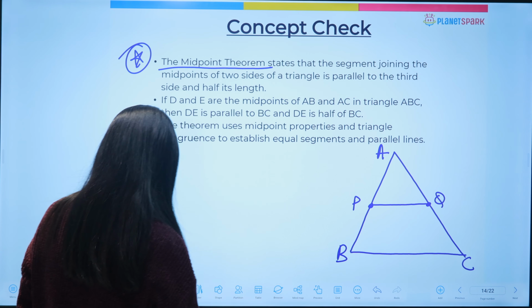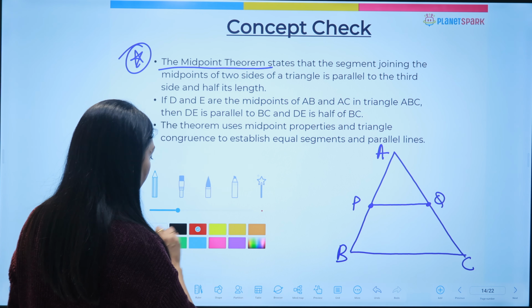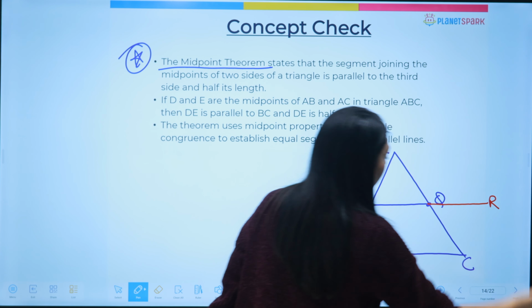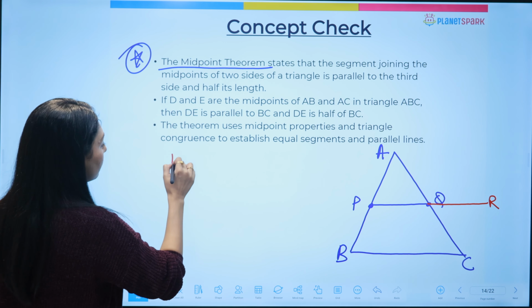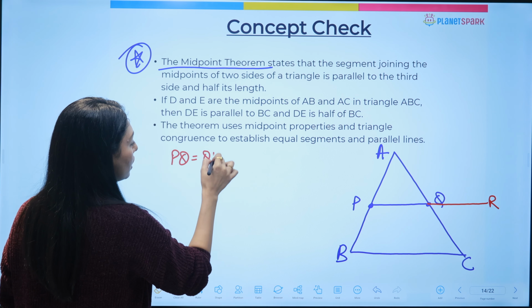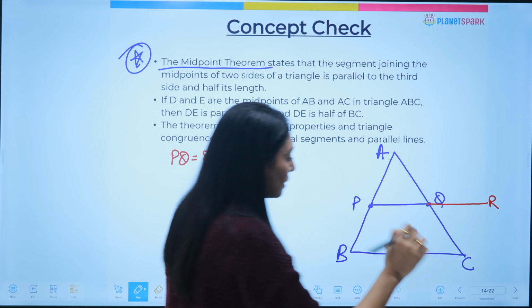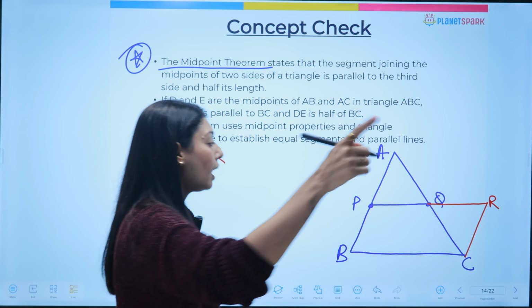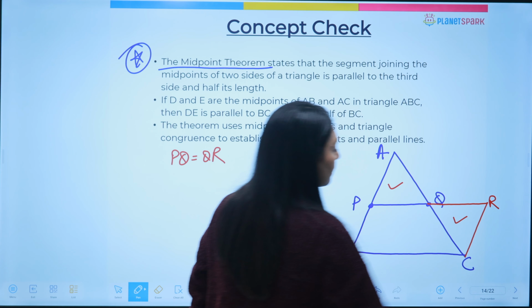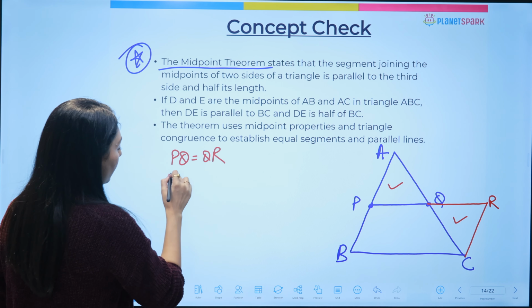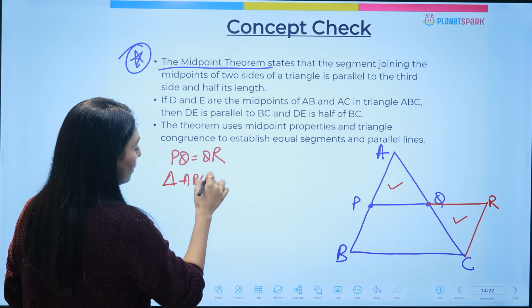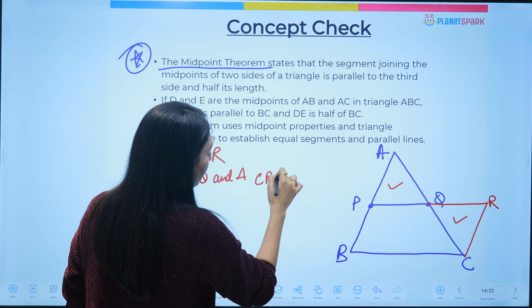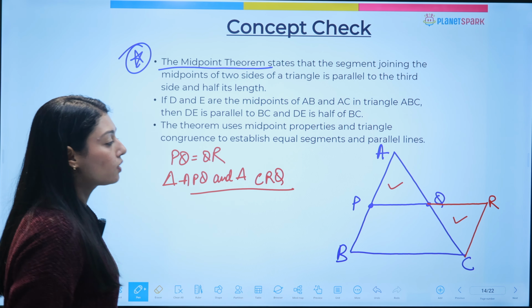For that, the construction is, let me tell you: we extend PQ to a point R such that PQ is equal to QR. Then simply join RC. That's it, that is all you have to do. And now you have to take these two triangles: triangle APQ and triangle CRQ.